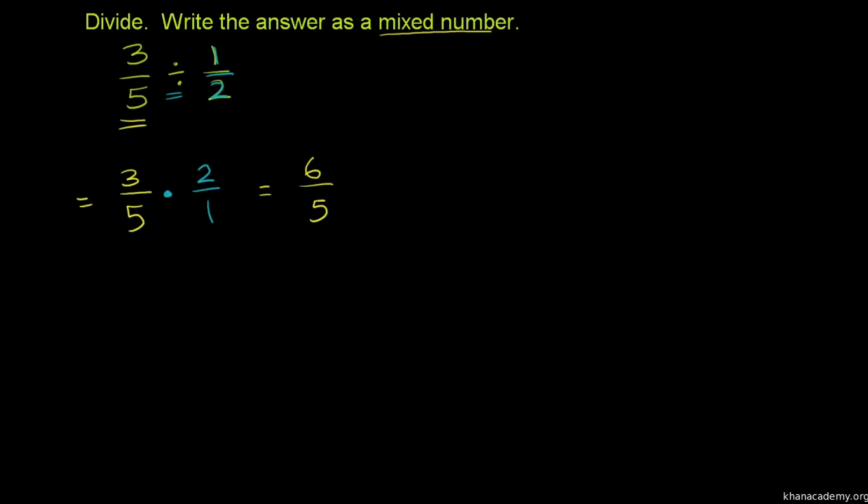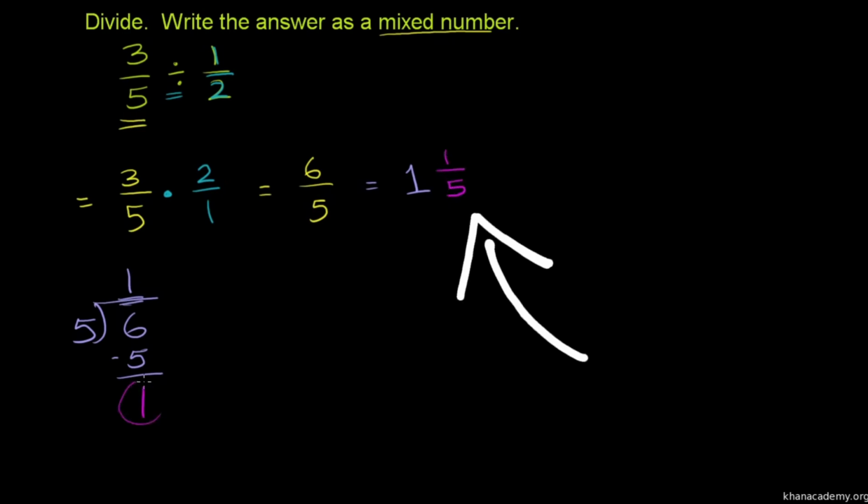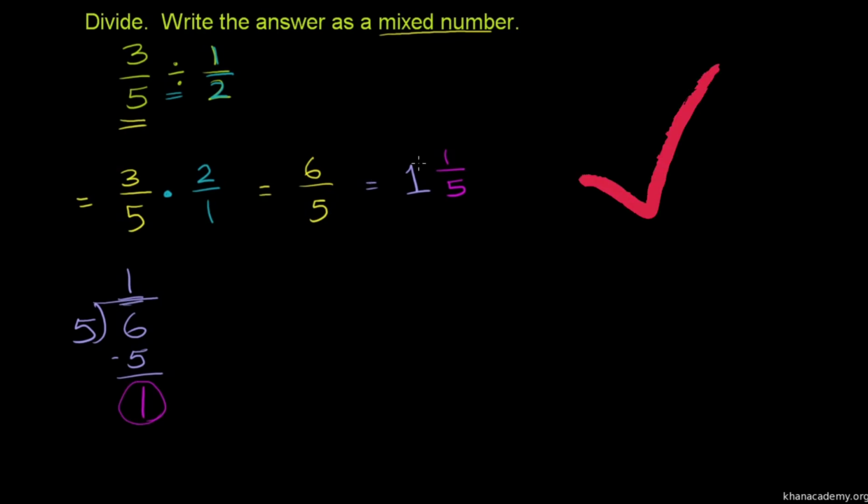And then whatever's left over will be the remaining numerator over 5. So what we'll do is take 5 into 6. 5 goes into 6 one time. 1 times 5 is 5. Subtract. You have a remainder of 1. So 6 over 5 is equal to 1 whole, or 5/5, and 1 over 5. And 1 and 1/5. This 1 comes from whatever is left over. And now we're done. 3/5 divided by 1/2 is 1 and 1/5.